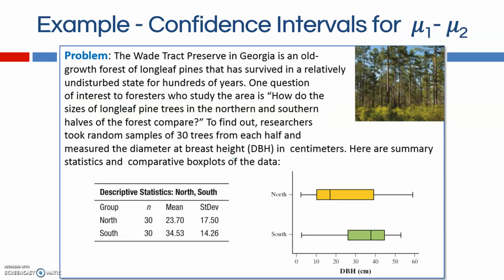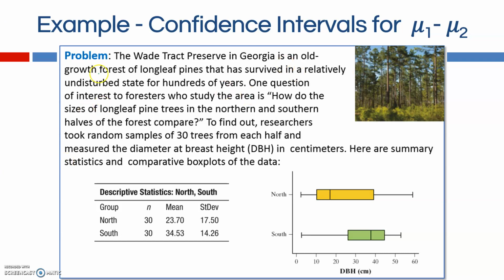All right, so I'm going to quickly read through this, and we'll talk about how to set this up. The Wade Tract Preserve in Georgia is an old growth forest of longleaf pines that has survived in a relatively undisturbed state for hundreds of years. One question of interest to foresters who study the area is how do the sizes of longleaf pines in the northern and southern halves of the forest compare? To find out, researchers took random samples of 30 trees from each half and measured the diameter at breast height, DBH, in centimeters. Here are summary stats and comparative box plots of the data.